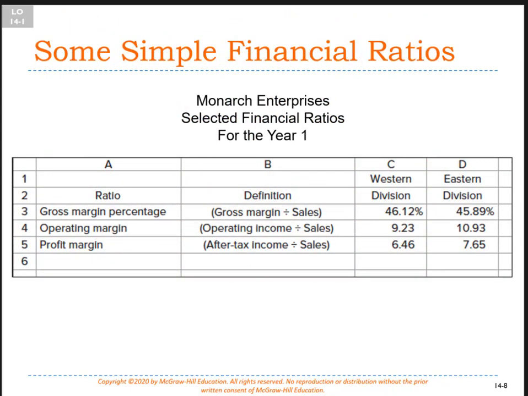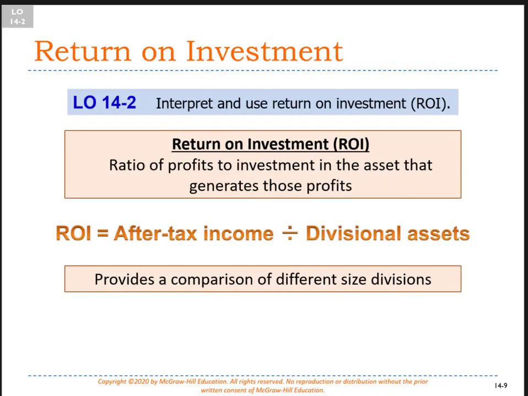So, just some things you would use if you were using the accounting income to help figure out some ratios that might help us make that decision. All right, moving to more commonly used, maybe a little more complicated because it involves assets. Return on assets, again, return on investment or return on investment, same thing. After tax income, or you can use before tax income, I would argue probably a better measure, divided by divisional assets.